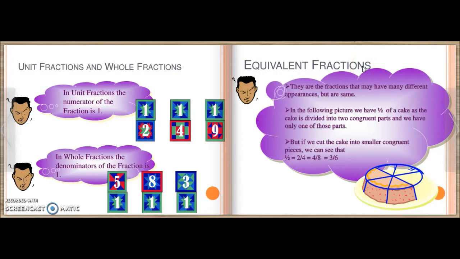Equivalent fractions. They are fractions that may have many different appearances but are the same. In the following picture, we have 1 over 2 of a cake, as the cake is divided into two congruent parts and we have only one of those parts. But if we cut the cake into smaller congruent pieces, we can see that 1 over 2 equals 2 over 4 equals 4 over 8 and equals 3 over 6.